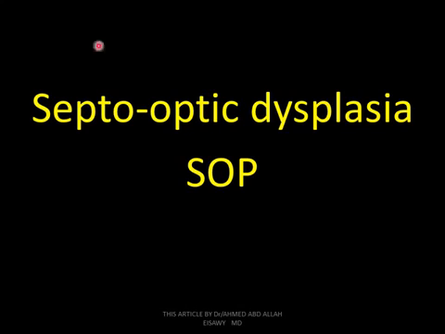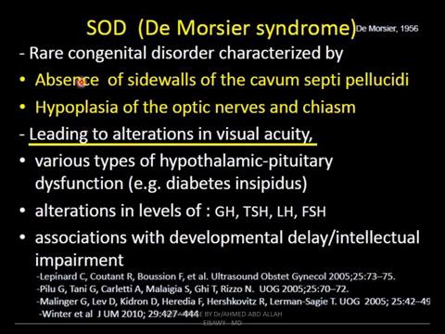Septo-optic dysplasia. From its name: septo, septum pellucidum; optic, optic chiasm atrophy; septum pellucidum agenesis. Septo-optic dysplasia is a rare congenital disorder characterized by absence of the side walls of the cavum septum pellucidum and hypoplasia of the optic nerves and chiasm, leading to alterations in visual acuity, various types of hypothalamic-pituitary dysfunction such as diabetes insipidus, alteration in the levels of hormones, and association with developmental and intellectual impairment.